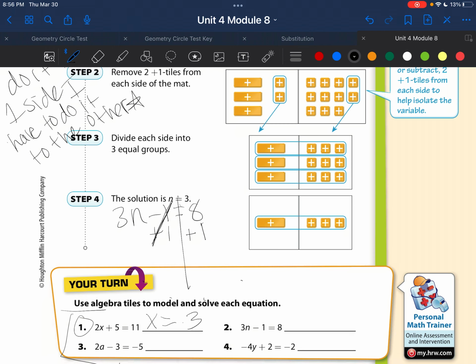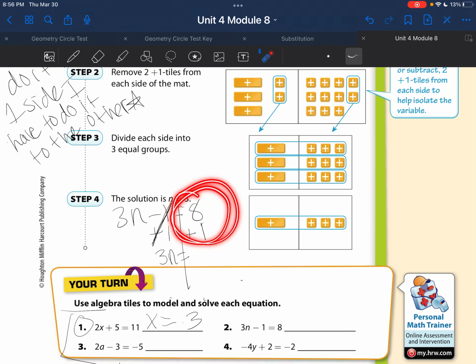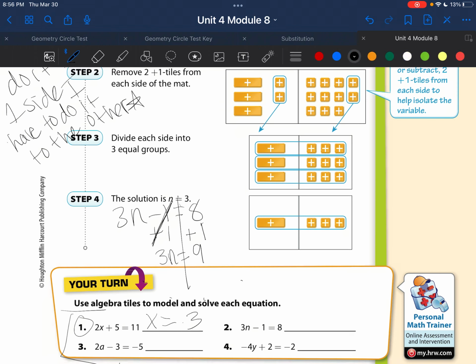Is there a need to write a 0? No, it'll just confuse us a little bit. So we're just going to bring down whatever we have left on the left side, which is 3n. Bring down my equals. Now we do this equation exactly as it says right here. What is 8 plus 1? All right, we have 9.